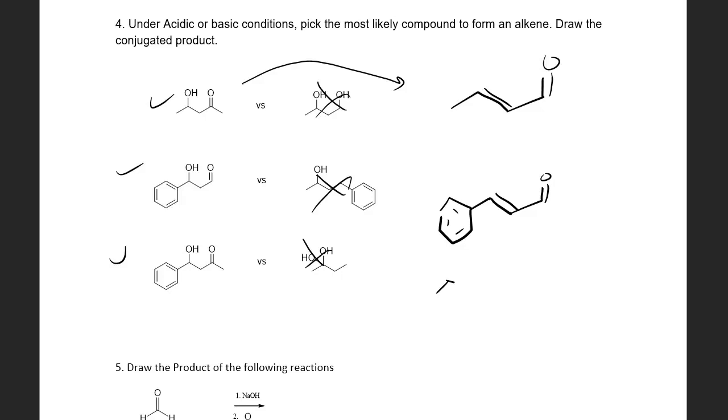And then for the last one, we again have an aromatic ring. We have an alcohol functional group, which is no longer there. We basically kick that off to form our alkene, and we have our ketone functional group there.